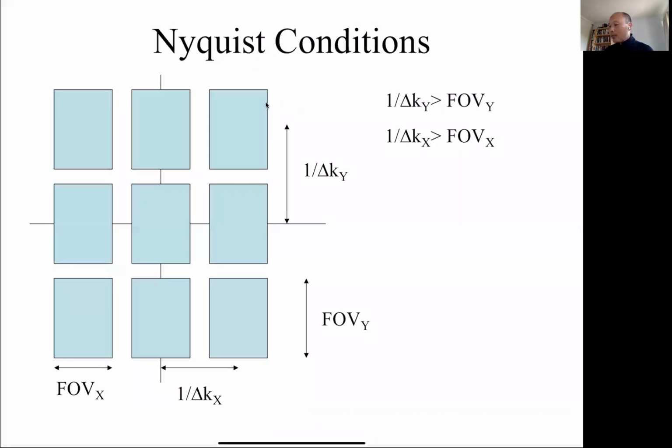So in terms of the relationship between delta K and FOV, we came up with what we call the Nyquist conditions. Essentially, the Nyquist condition is the condition such that the replicas in image space don't overlap. And so we found out that the requirement was that 1 over delta K had to be greater than FOV. Similarly, we can write this as 1 over the FOV is greater than delta K.